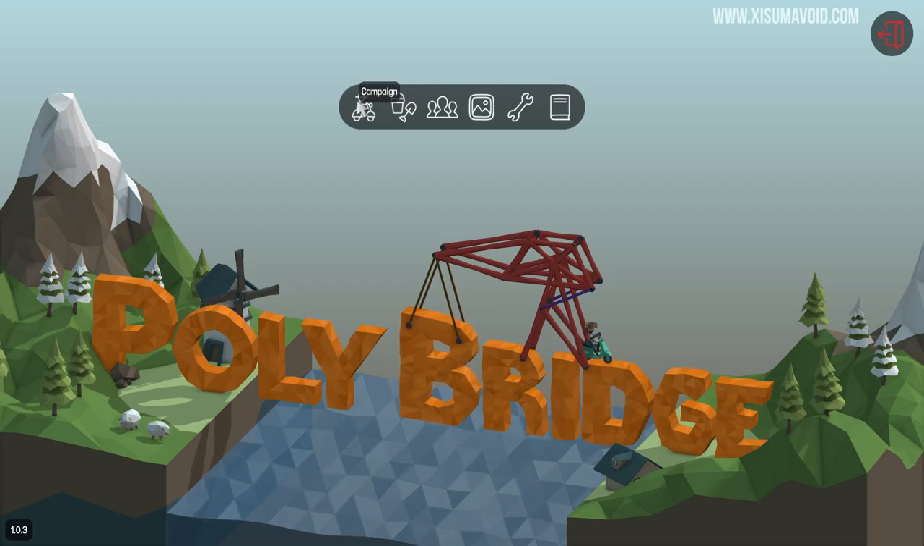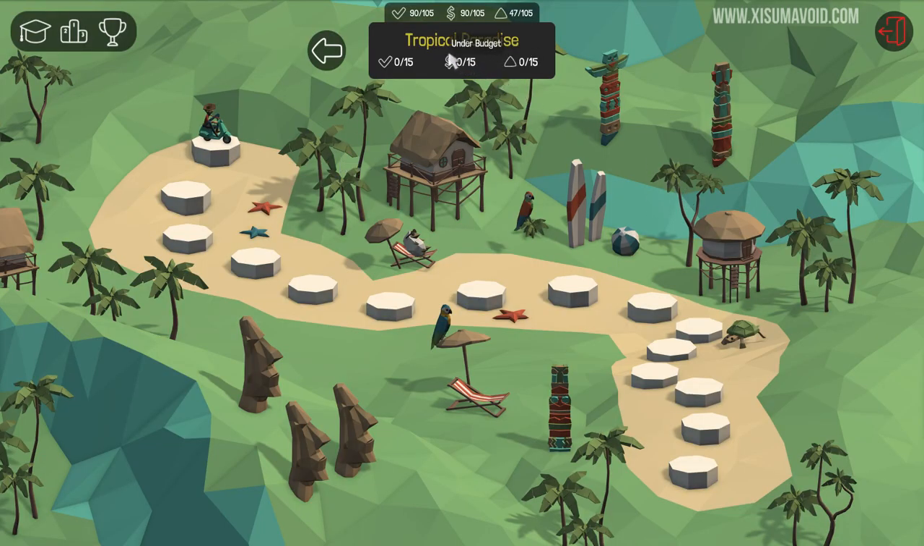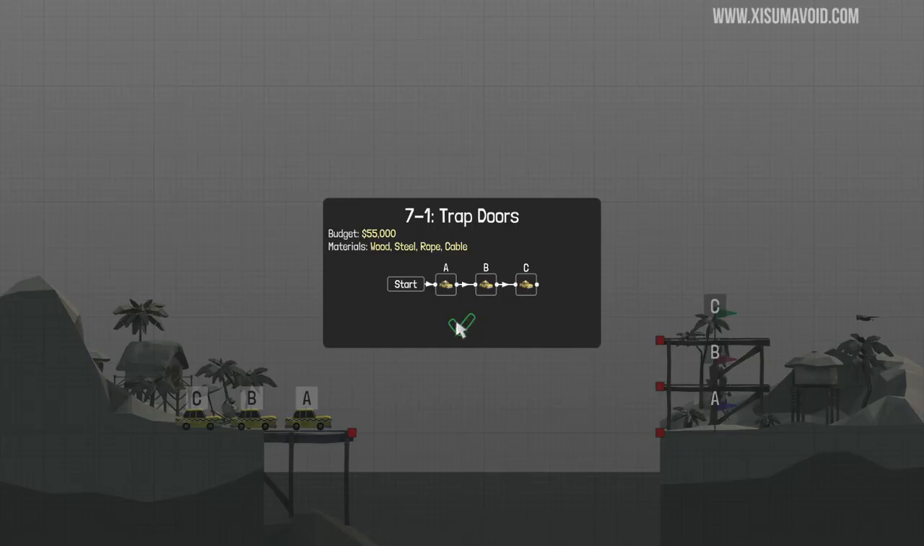We are moving on to the difficult levels now. It's the final campaign, it's called Tropical Paradise, and the first level is called Trapdoors. Look at all these new levels. I imagine they're going to be really difficult because the first one looks pretty difficult as well.